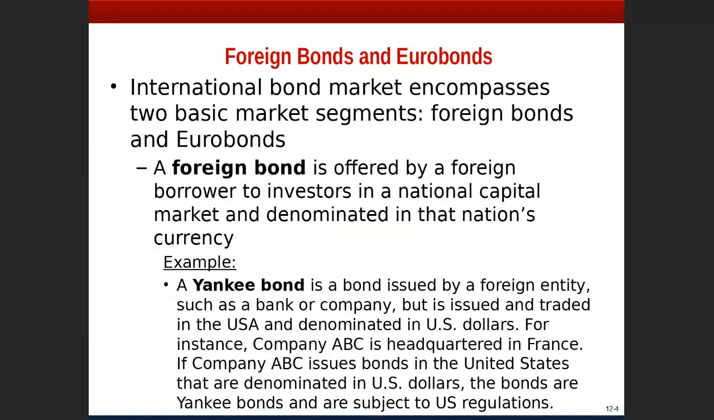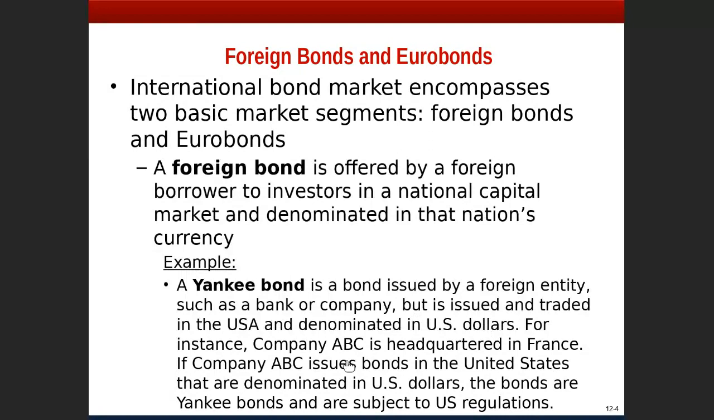Now, what is the difference between foreign bonds and euro bonds? A foreign bond is offered by a foreign borrower to investors in a national market and denominated in that nation's currency. Here's a good example. A Yankee bond is a bond issued by a foreign entity, such as a bank or company, but is issued and traded in the United States and denominated in US dollars.